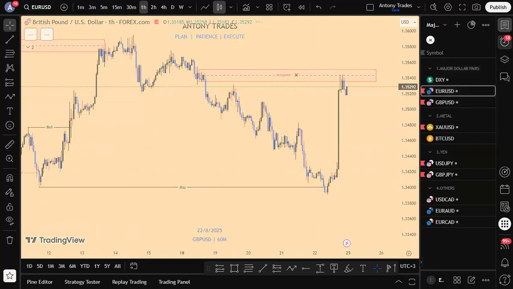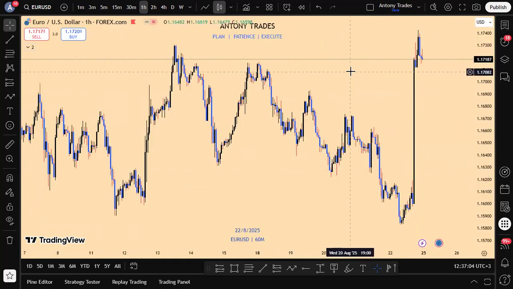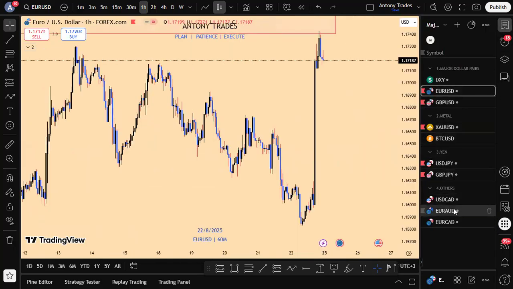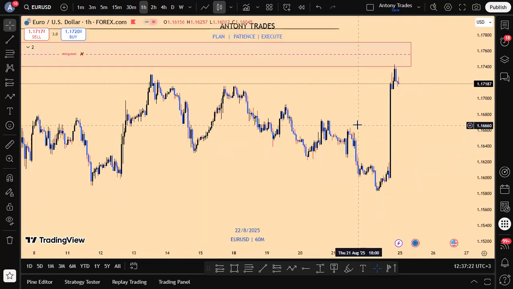But for the pairs that we have analyzed, we have the Euro USD. I also have another setup on gold, but I'll make another video to show you that. So today we have analyzed USD, GBP, JPY, and Euro USD. So I would like to stop at that point.